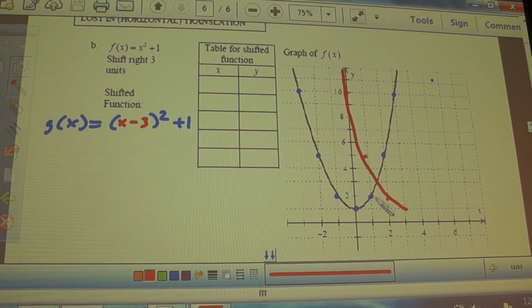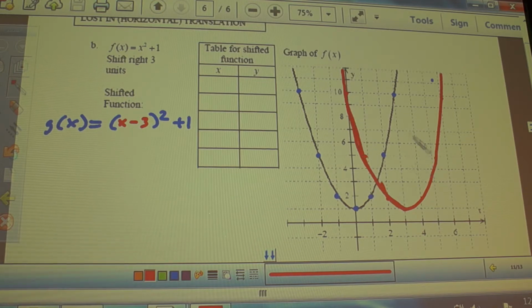And then the other side, 1, 2, 3, and the other side. Like that. Something like that. My drawing's not really good, but that's kind of the idea.